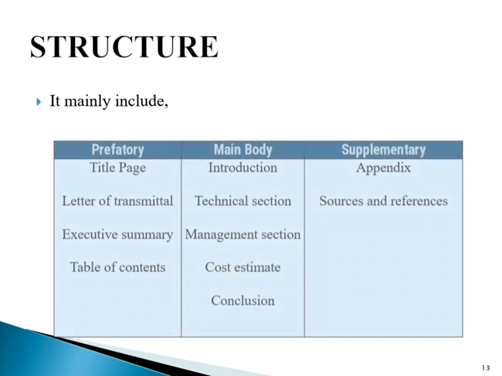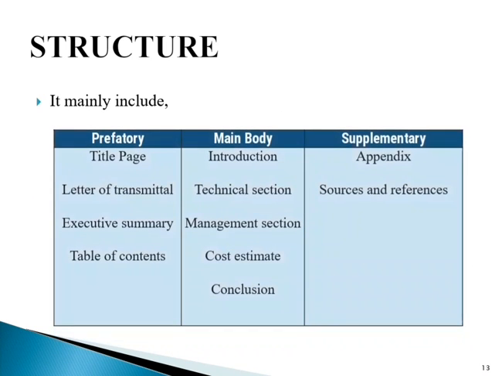So it mainly includes the prefatory part, main body, and supplementary part. In the prefatory part, the title page will be there, letter of transmittal will be there, executive summary will be there, then table of contents. In the main body, introduction, technical section, management section, cost estimate, and conclusion will be there. And in the supplementary part, appendix and sources and references will be there. So let us understand it one by one. So let us discuss the first, the title page.